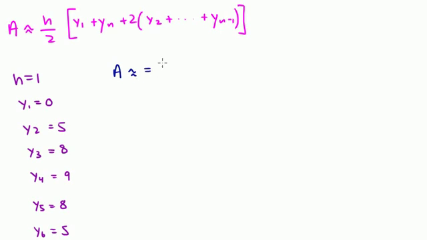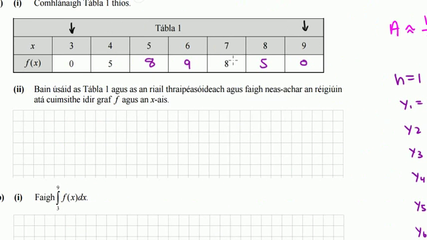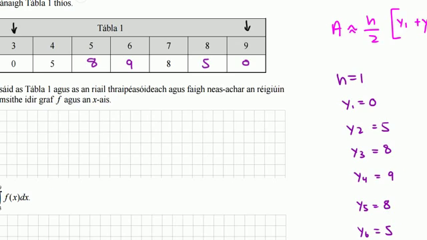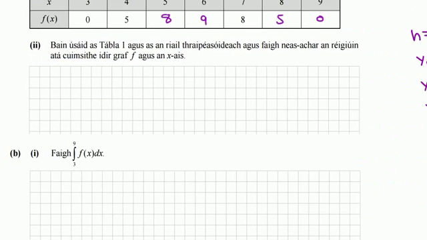So using these values, we're going to have 1 over 2, times (0 plus 0, plus 2 multiplied by (5 plus 8 plus 9 plus 8 plus 5)). And that's going to simplify to give us 35 square units. So even though we don't have a diagram, we know the starting and finishing points. Therefore, using the y values for the heights, we know all of the heights, we know the interval, and we just use the formula. So we'll just make a note of that here.